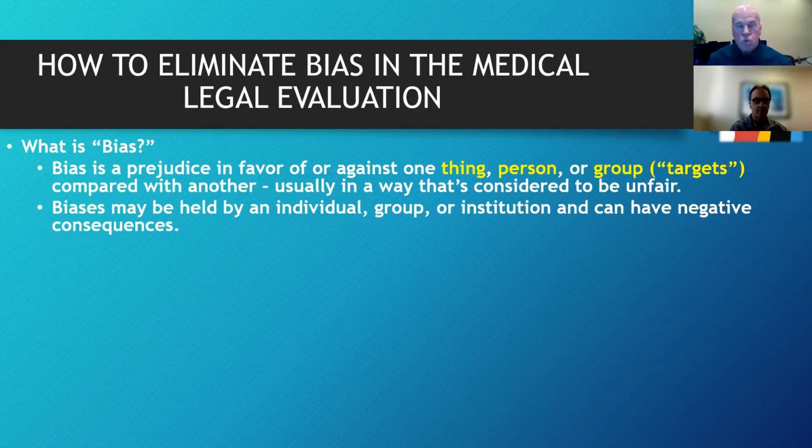Favor of or against one person, like what? Like how about an examinee? Like how about the applicant attorney? How about a group? How about a group of people like qualified medical evaluators in general or claims administrators in general?